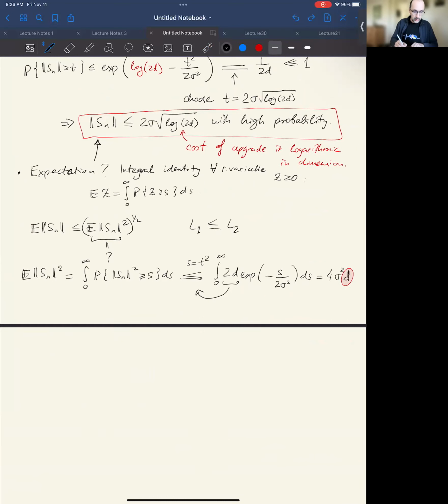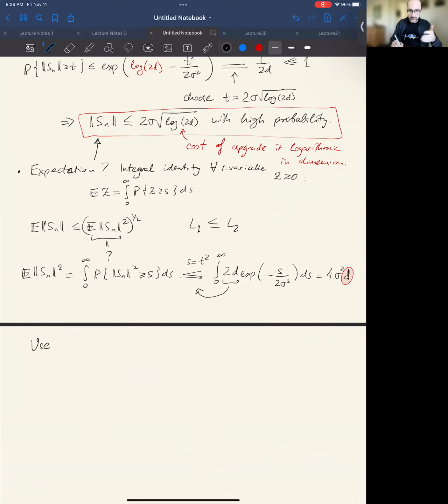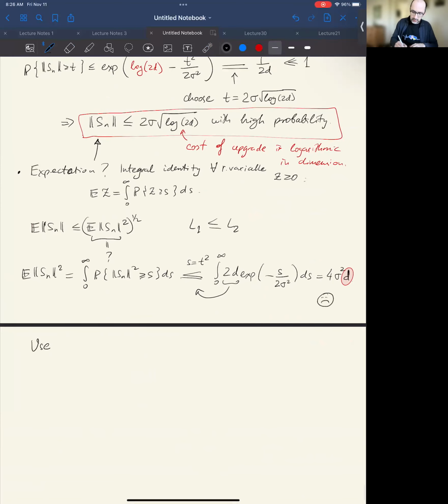So what's a fix? So this is too bad. Use the trivial bound. Probability is always less than 1 for small s, and the matrix Hoeffding's inequality for large s.